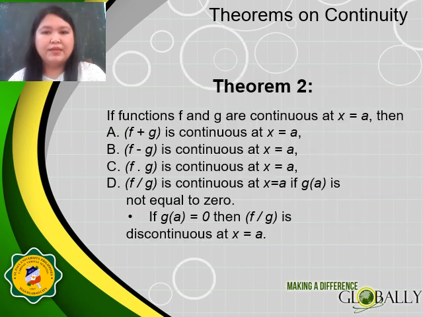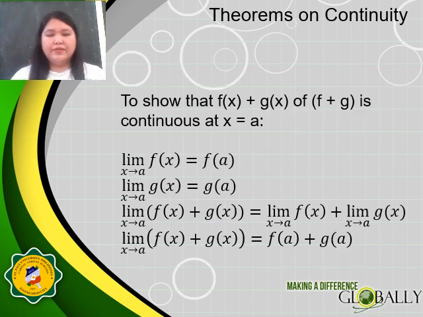Now let's move to the second theorem, which states that if functions f and g are continuous at x equal to a, then their sum, f plus g, is continuous at x equal to a. Their difference, f minus g, is continuous at x equal to a. Their product, f times g, is continuous at x equal to a, and their quotient, f divided by g, is continuous at x equal to a if g of a is not equal to 0. But if g of a is equal to 0, then f divided by g is discontinuous at x equal to a. This theorem is a direct result of limit laws.